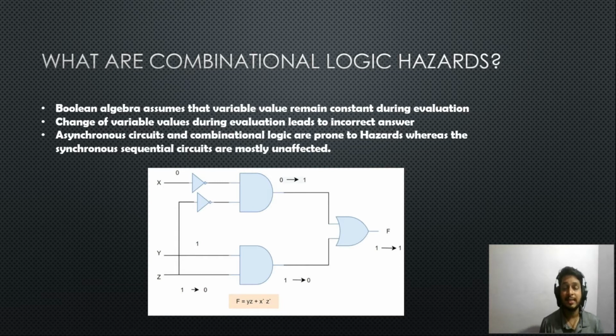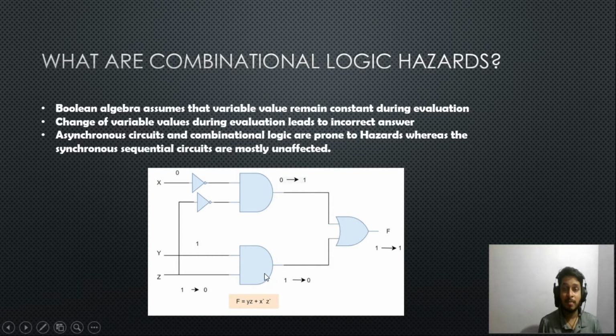Okay. Now let's understand what a hazard is by considering a situation here. If you see this circuit over here, the switching equation is written at the bottom. As you can see, F is equal to YZ plus X bar Z bar. Now the circuit is implemented like this.